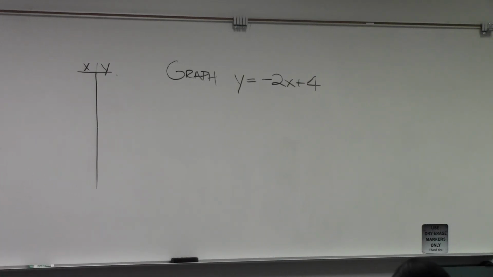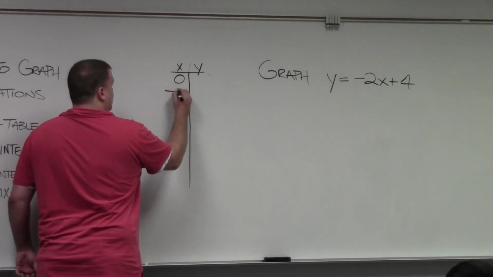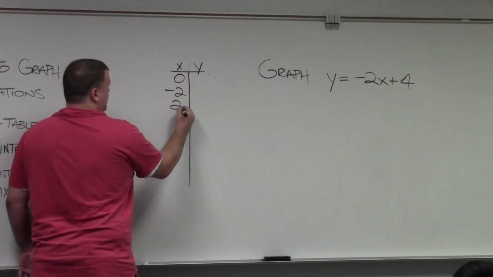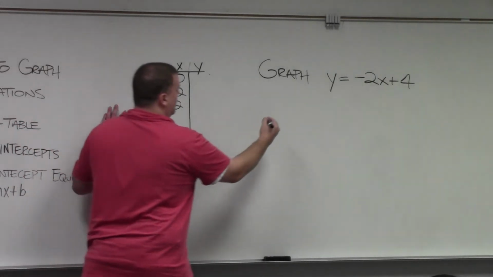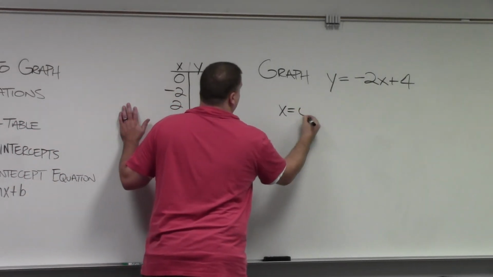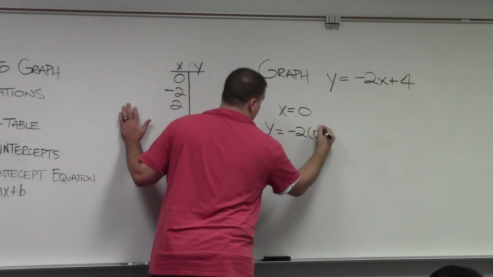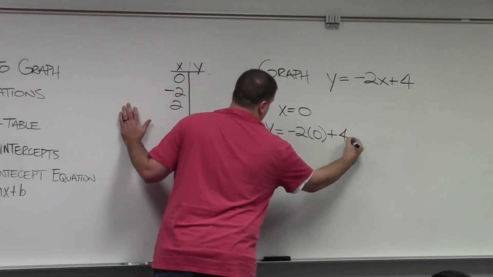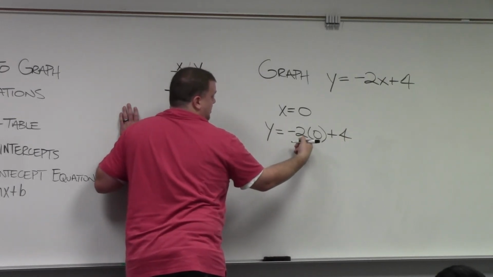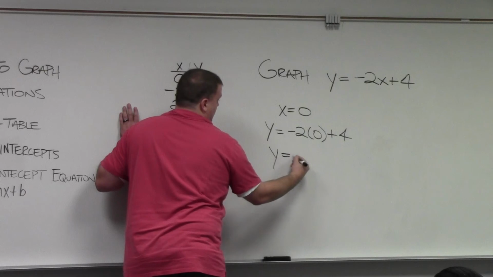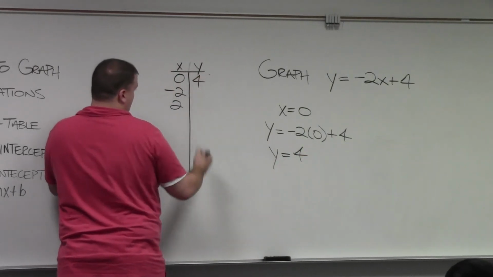Okay. So, what are some values we can use? You can pick anything. Somebody said 0, somebody said negative 2, and 2. All right, so let's try those. So if X equals 0, we plug 0 in for X. Well, that part's just going to go away, right? Negative 2 times 0 is 0. Plus 4. So we're just left with 4. 0 is always easy to plug in.